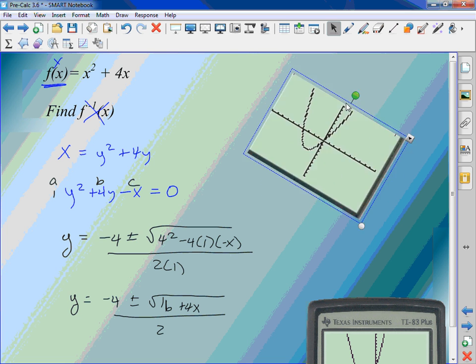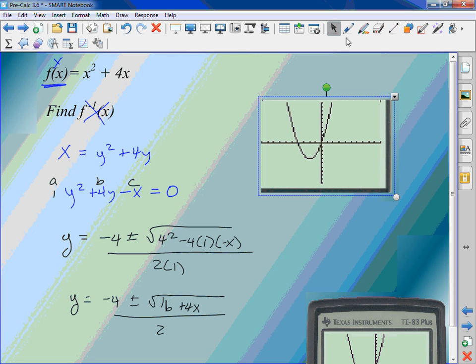Going back to this one, there's my original graph. To tell if it's a function, the original one, it passes the vertical line test, right? But if I think horizontally, does it pass a horizontal line test? No, then the inverse is not a function.